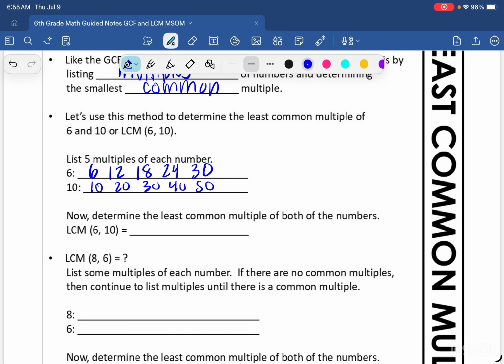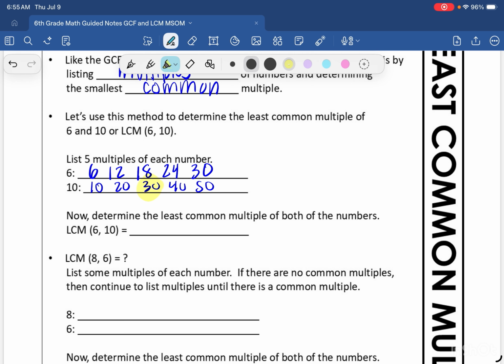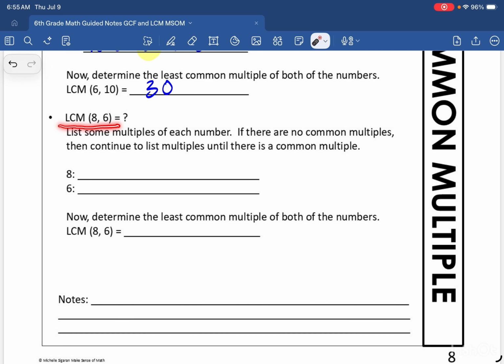So now it asks us to find the least common multiple of both of the numbers. So we're just going to go through the list and look for the smallest number that is in both of the lists. And the smallest number that is in both of the lists would be 30. So that is the least common multiple of 6 and 10. Least common multiple of 8 and 6. List some multiples of each number.